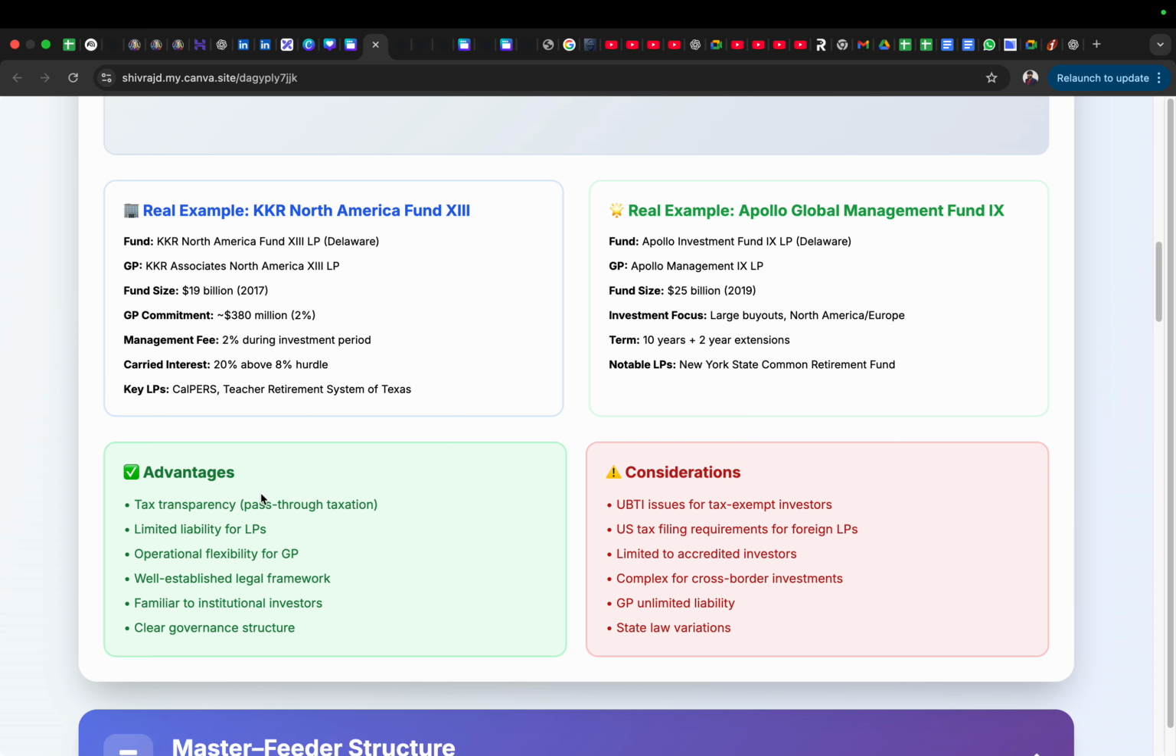Another real example is Apollo Global Management Fund 9, again registered in Delaware. The GP is Apollo Management 9 Limited Partnership. They have $25 billion in investments under management, and their main focus is on large buyouts in North America and Europe. The fund life cycle is 10 years, and if required, they can even extend it.